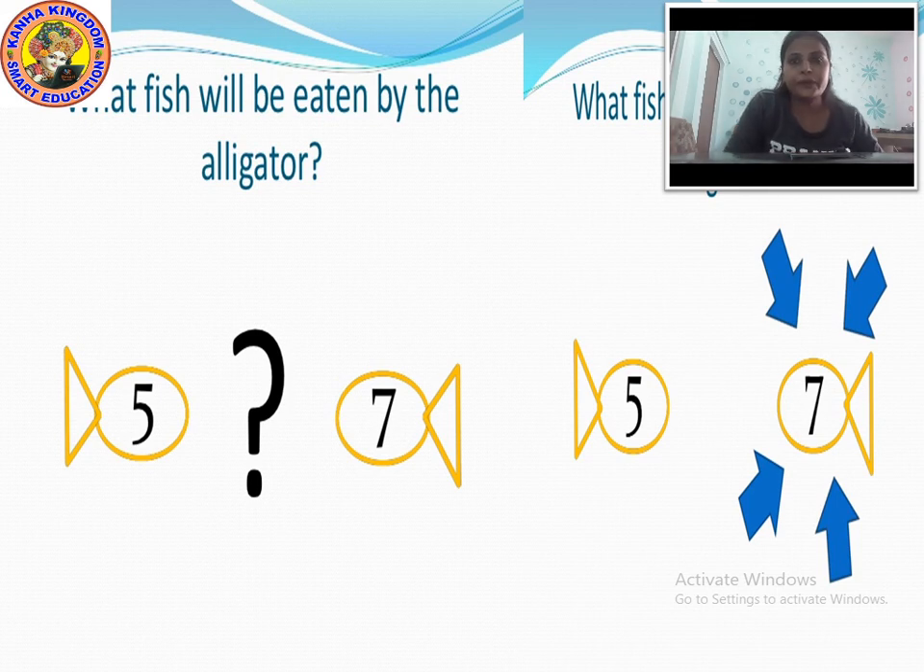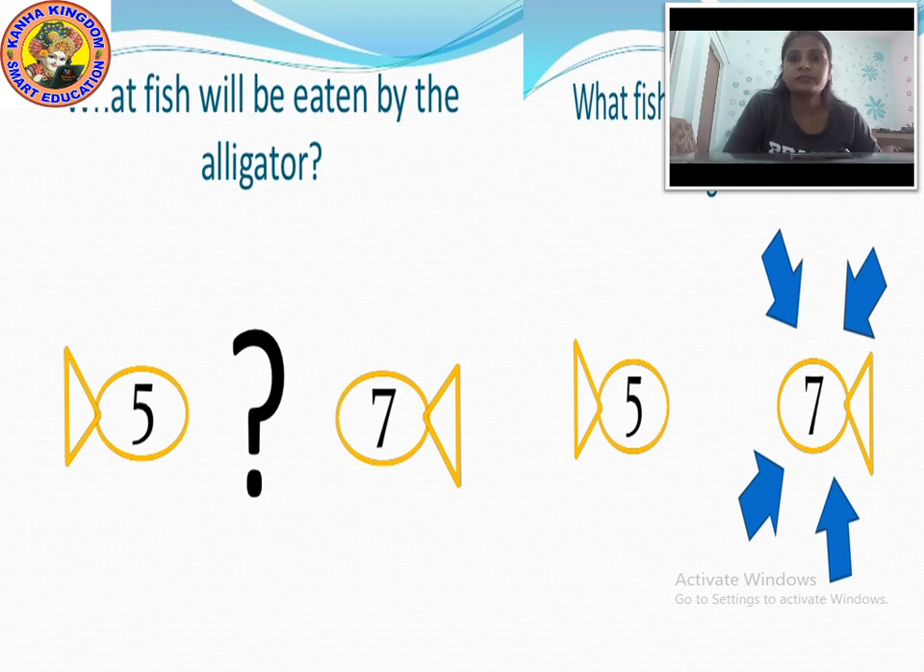Now, comparing the numbers. What fish will be eaten by the alligator? Here are two numbers given. On our left-hand side is 5 and on our right-hand side is 7.